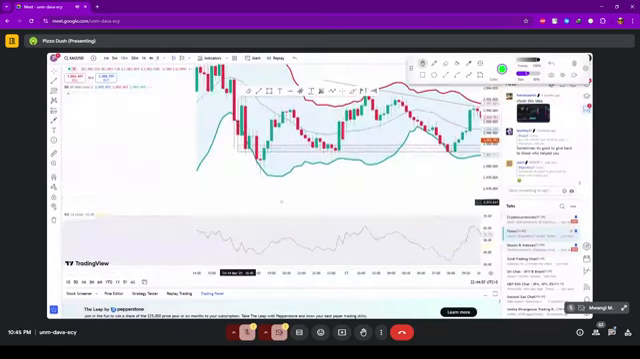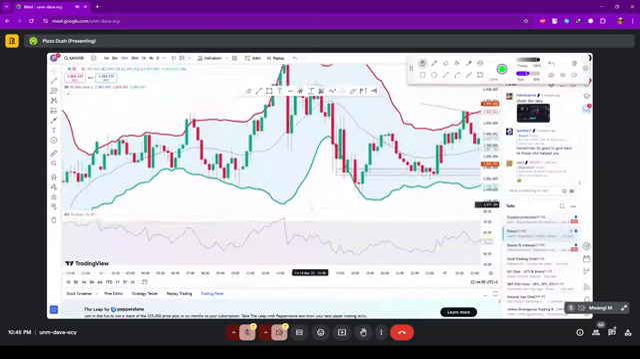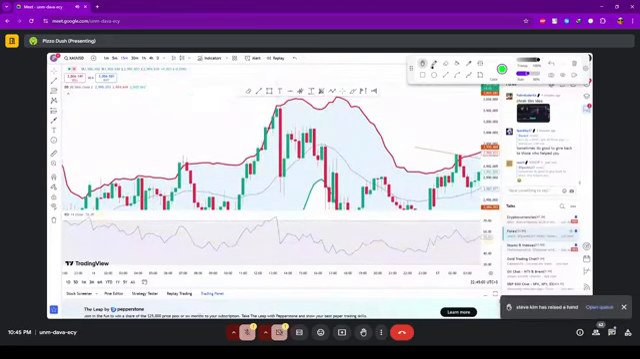If it's a buy position, make sure both give you a buy position. So if it's buy, make sure RSI is oversold. If it's sell, make sure RSI is overbought and the Bollinger Band is outside the upper band, and then you get into a sell position.